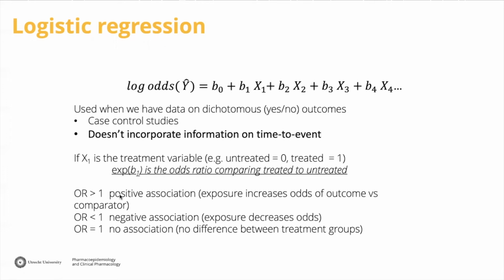If the odds ratio is greater than 1, exposure increases the odds of the outcome compared to the comparator. If the odds ratio is less than 1, the exposure decreases the odds, and if the odds ratio is equal to 1, there's no association between the two. So the beta coefficient in a logistic regression model, if this is your exposure variable, is going to give the odds ratio for the association between your exposure and your outcome.